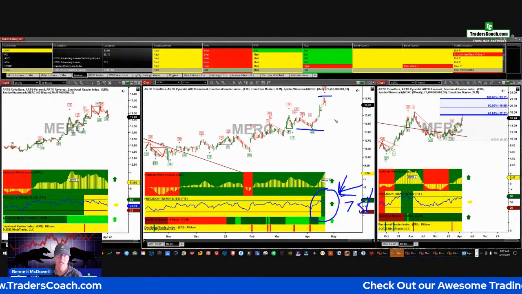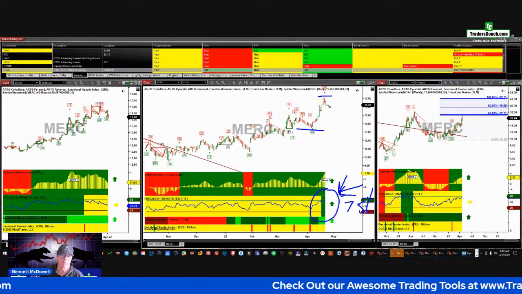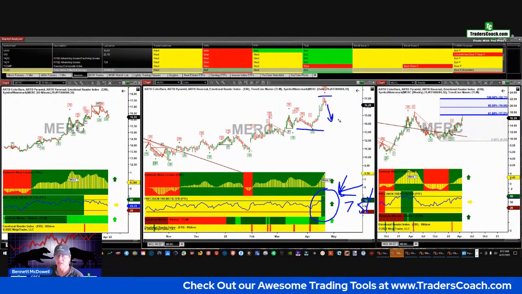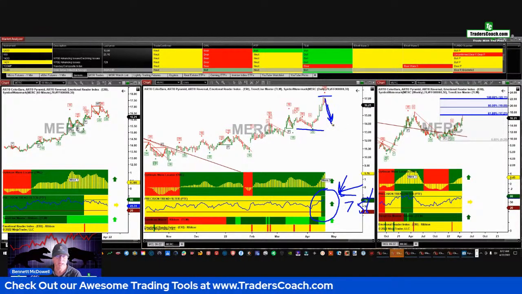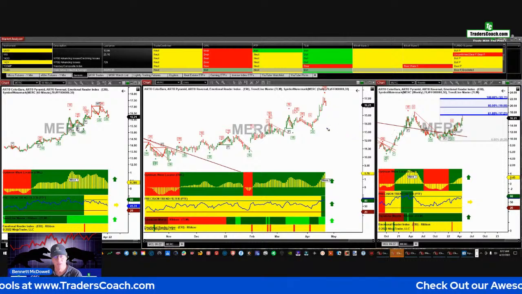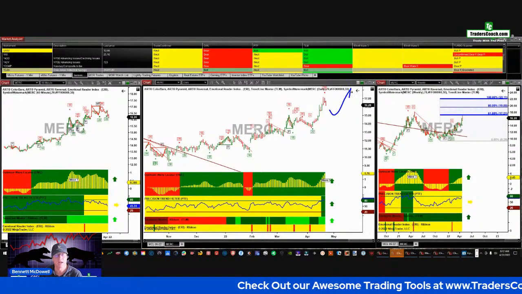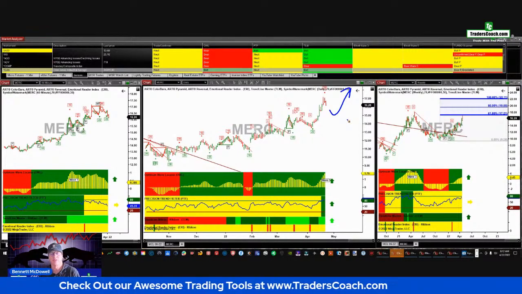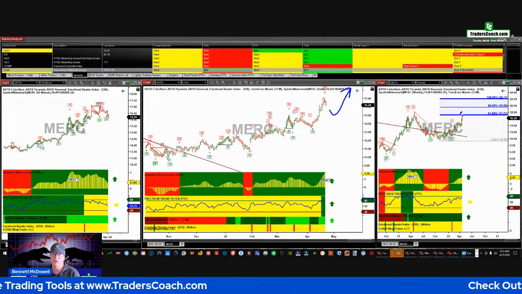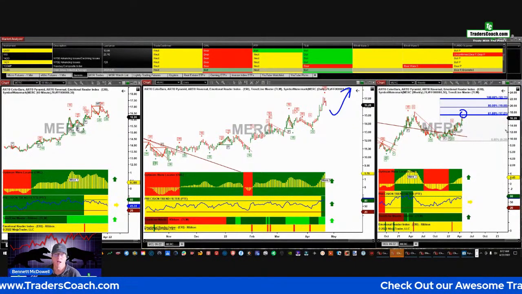Now, what the PTF does not tell us is, are we going to get a pullback and how far is it going to go? It doesn't help us with that, but it does tell us whatever the pullback is, as long as this stays green, and it does it 75% of the time, then you should have a return to higher highs. That gives you the confidence to stay with the trade if you're not sure a particular top has been hit, especially when you hit it over here. So I would hold on to this. I'd have the stop under here.